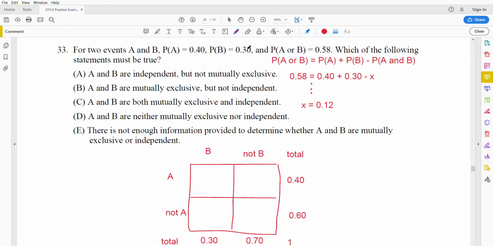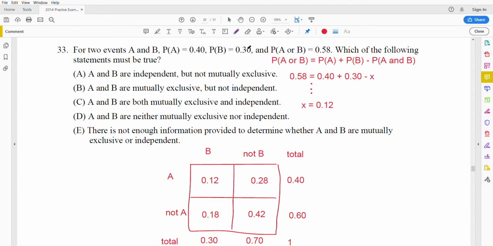upper left cell in the two-way table. So 12% there. Now we're just going to fill out the other 3 boxes. It's kind of like solving a Sudoku. We're just using mental math here. The upper right box is going to be 28% because that has to add up to 40. The lower left box is going to be 18%, so that column adds up to 30. And then the bottom right box is going to be 42%. The row adds up to 60. The column has to add up to 70.